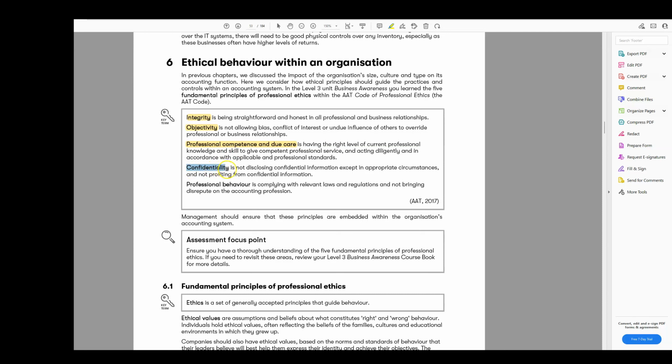Confidentiality. Confidentiality is all about not discussing confidential information with anyone unless it's required by law or it is against the public interest.